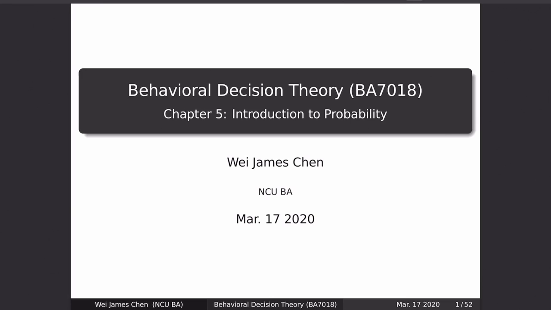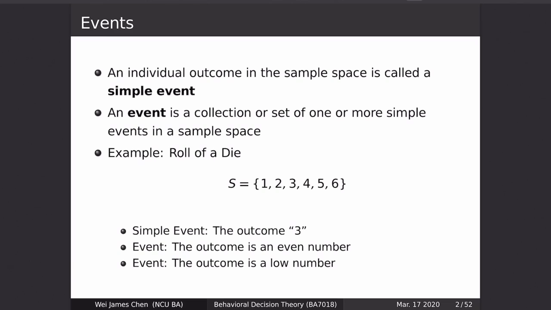So first of all, let's define something called events. A simple event is an individual outcome in the sample space, okay? And an event is a collection or set of one or more simple events in a sample space. So basically, a simple event could be just one occurrence, but an event is more broadly defined. So any simple event is an event, but an event might not be a simple event. The example here gives a very clear idea.